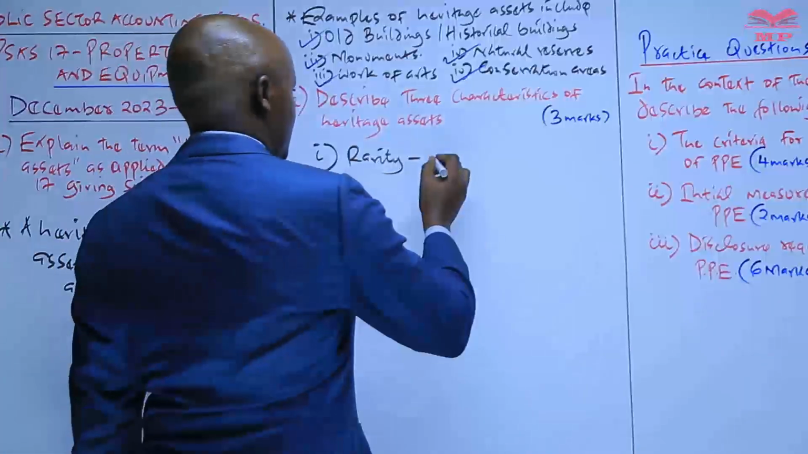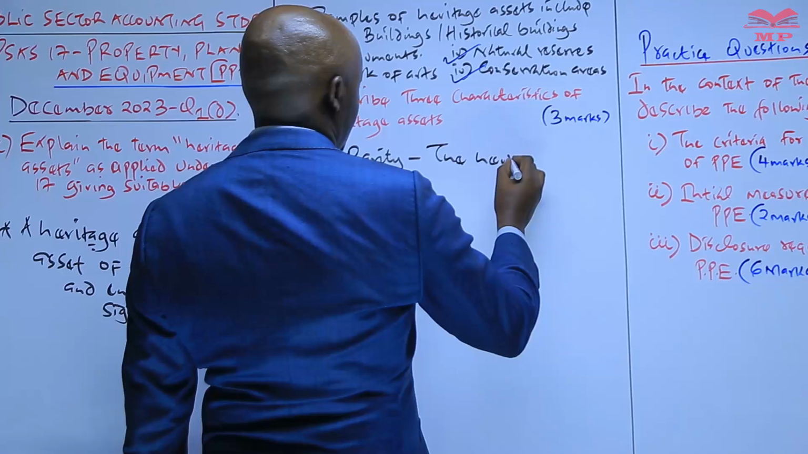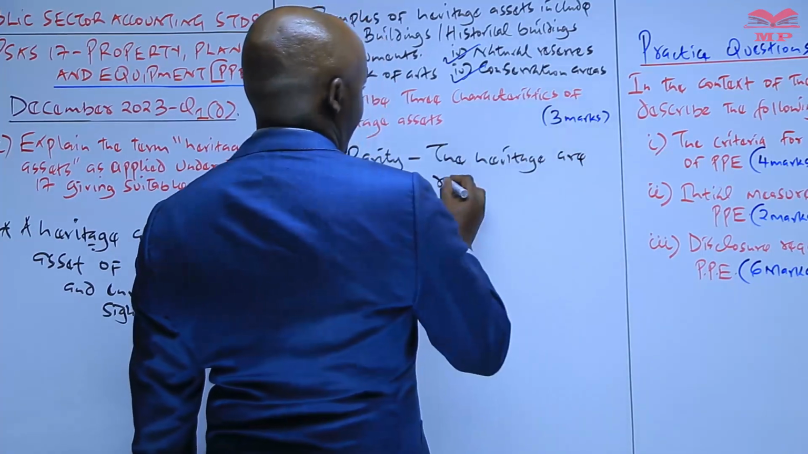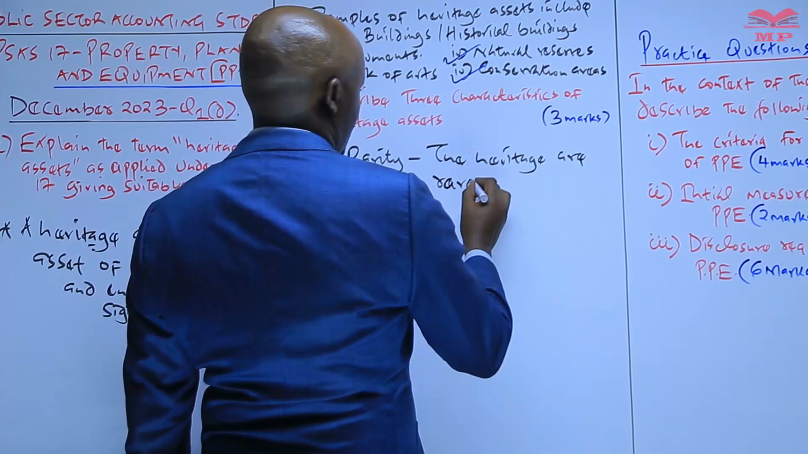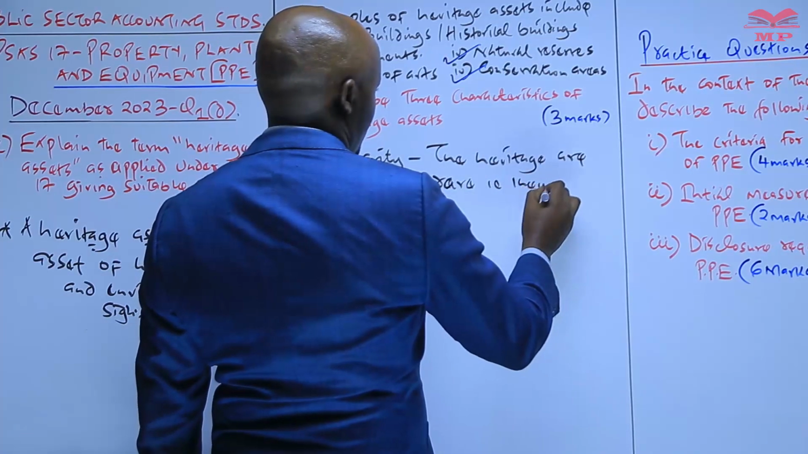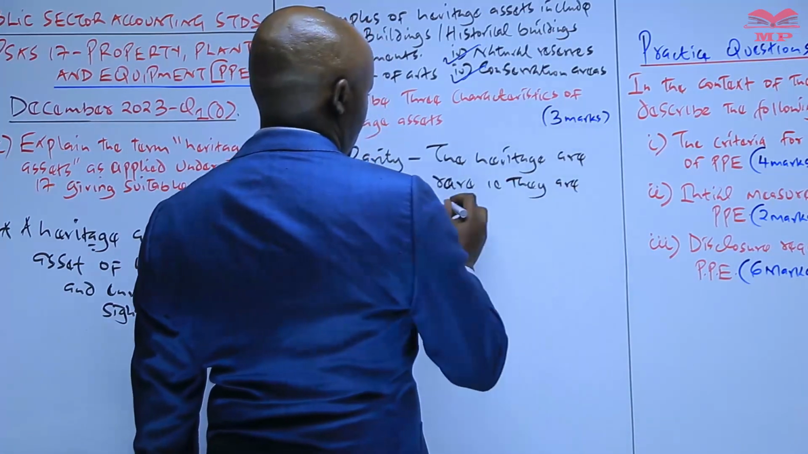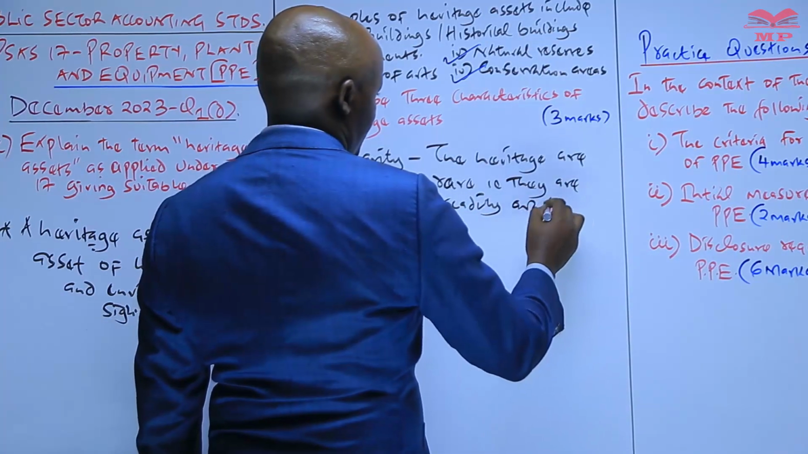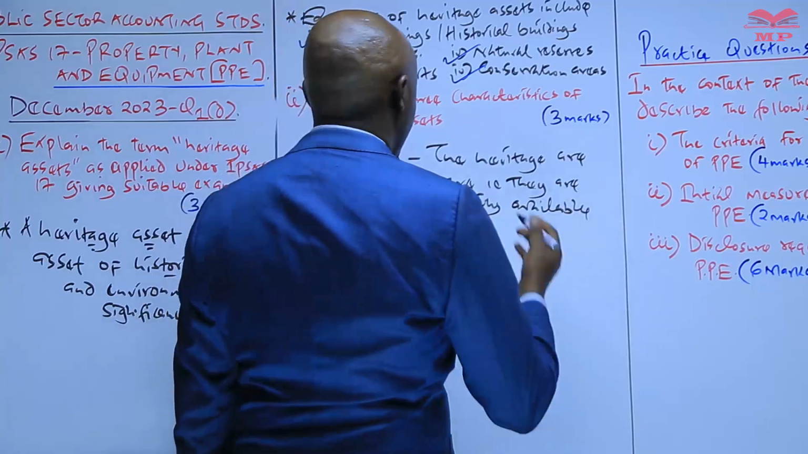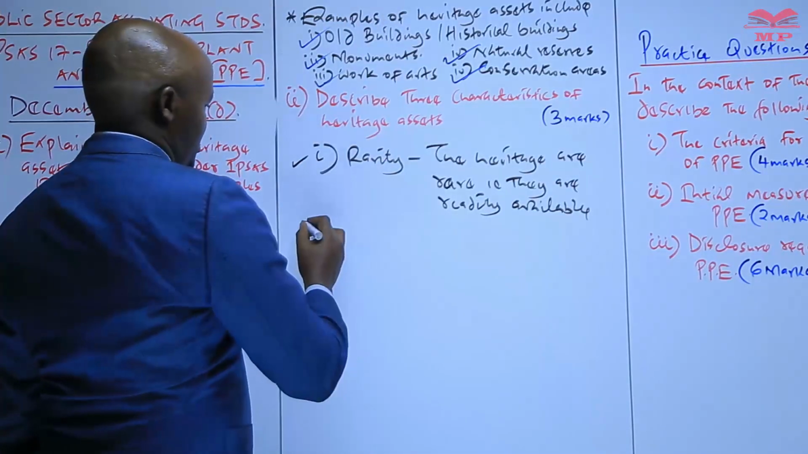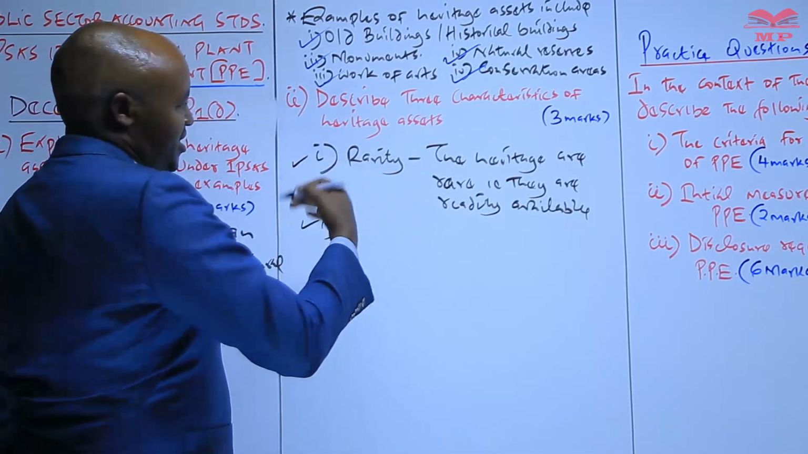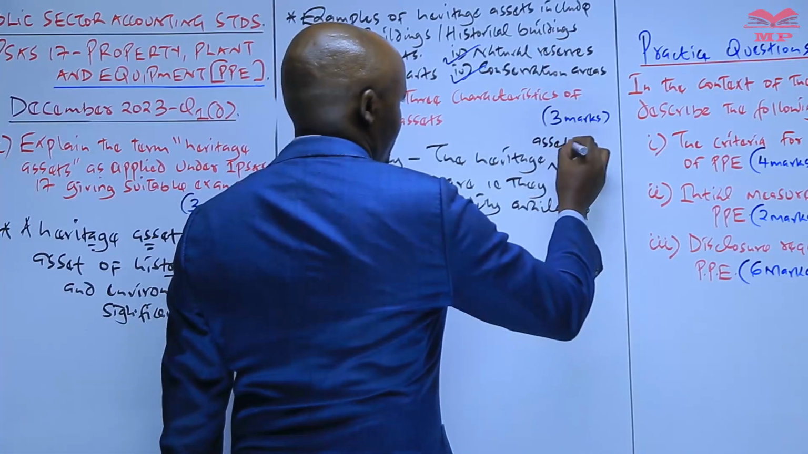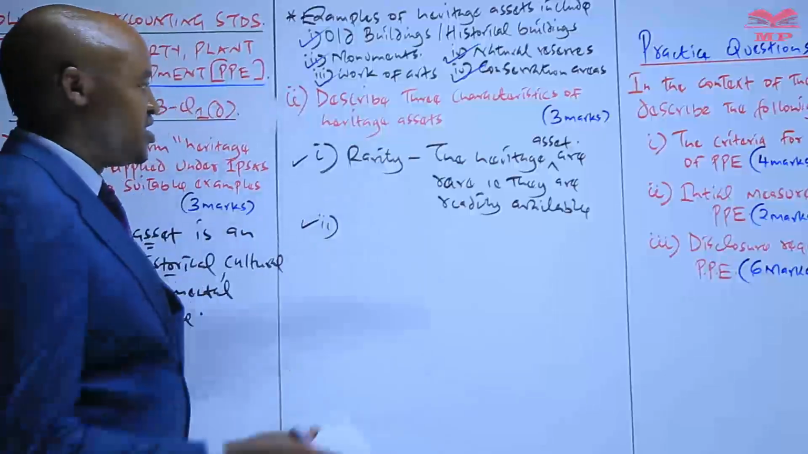They are rare. So we can say heritage assets are rare, i.e. they are not readily available. Before you come across a heritage asset, basically, or in other terms, we say these heritage assets, they are not what? They are not readily available.